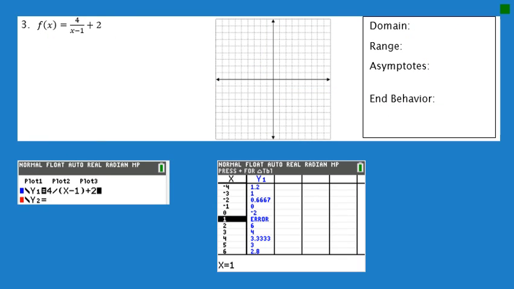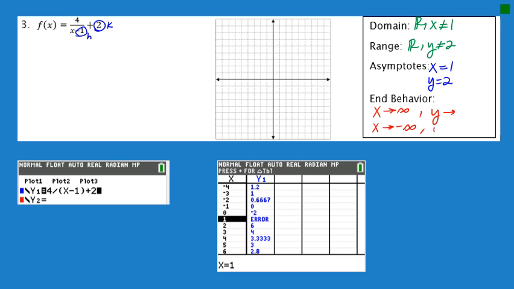The asymptotes for this problem, this number here is my h, and the 2 is k. Remember that we take the opposite of the h number, so it's going to be positive 1 for my x asymptote and then positive 2 for y. For domain and range, it's all real numbers except the asymptotes. So x cannot equal 1 for the domain, y cannot equal 2 for the range. And then my end behavior, x goes towards infinity and negative infinity. Both y values are going towards positive 2.